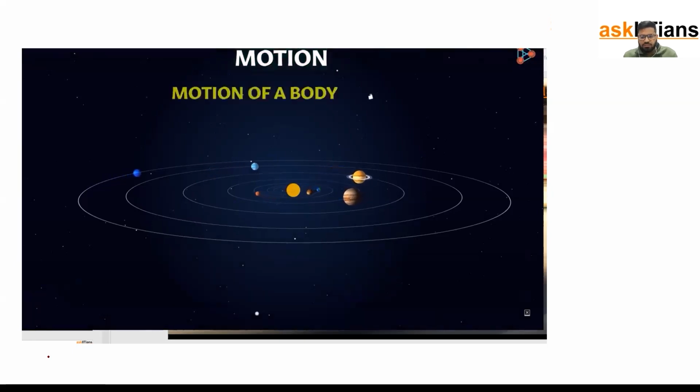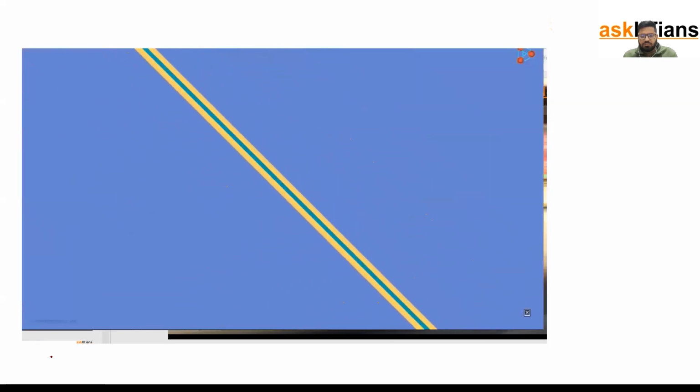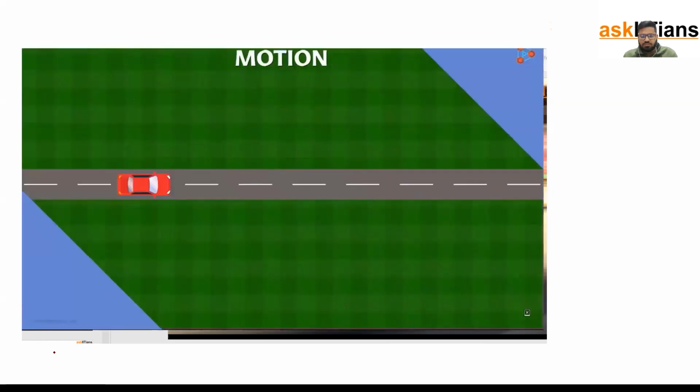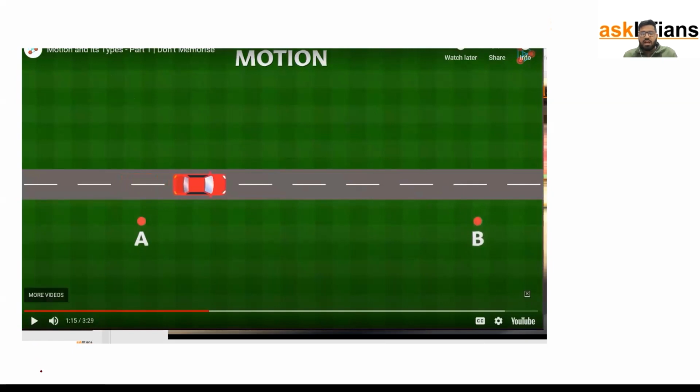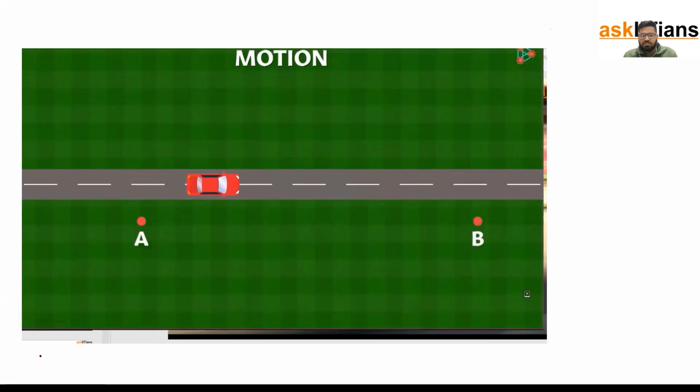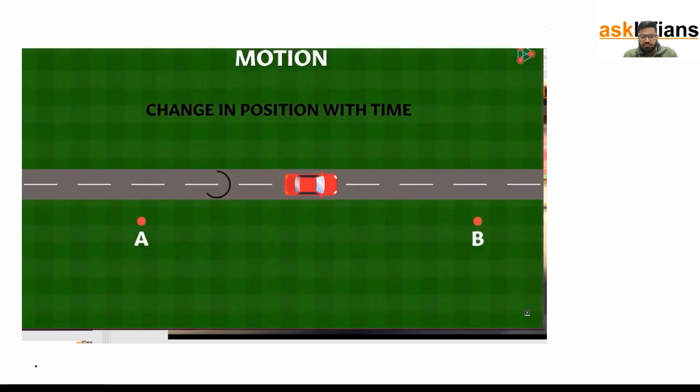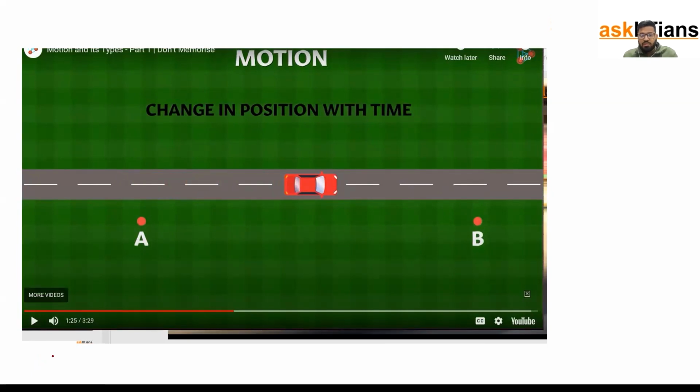Something as intuitive as motion of a body. For that, we need to look at what exactly happens to a body when it's in motion. Let's say this vehicle moves from point A to point B. As it's moving towards B, its position in space changes with time. Initially it was here, then here, and after some time, it's here. Now you can see the position of the car is changing with time, so we can say it is in motion.